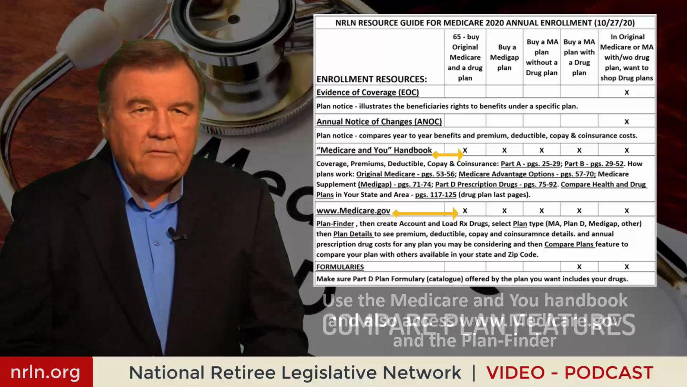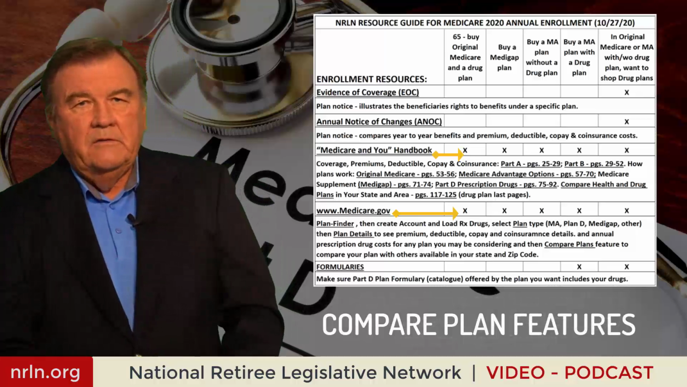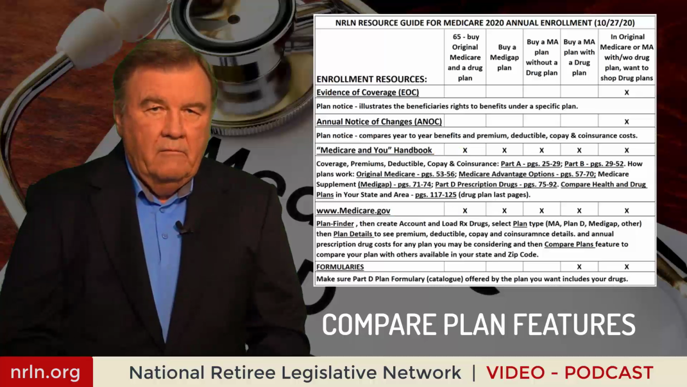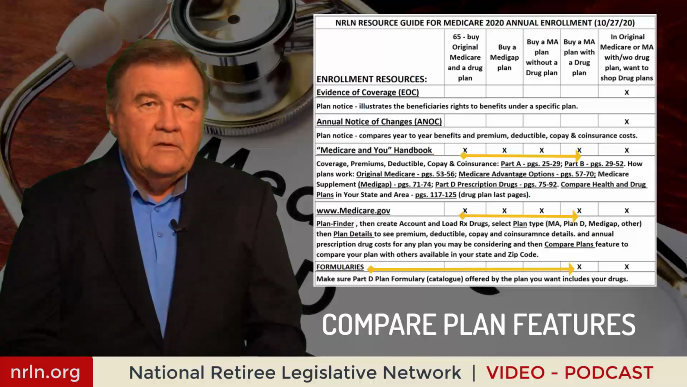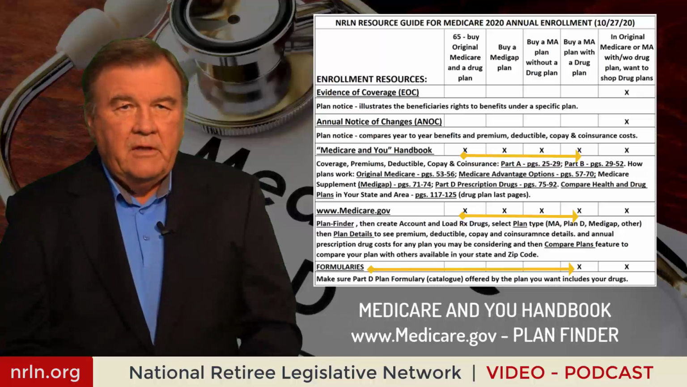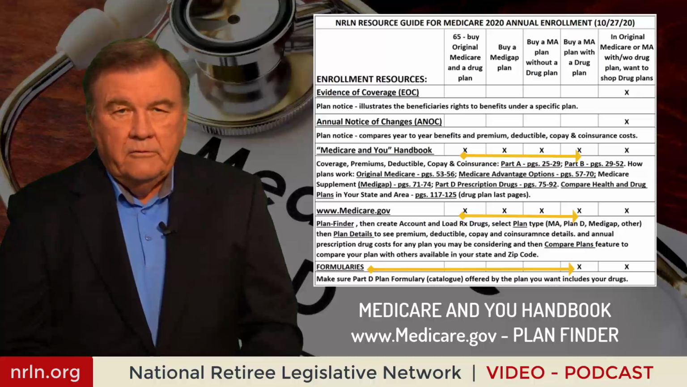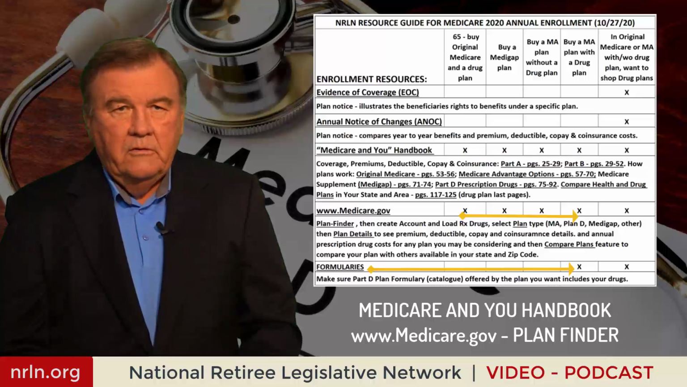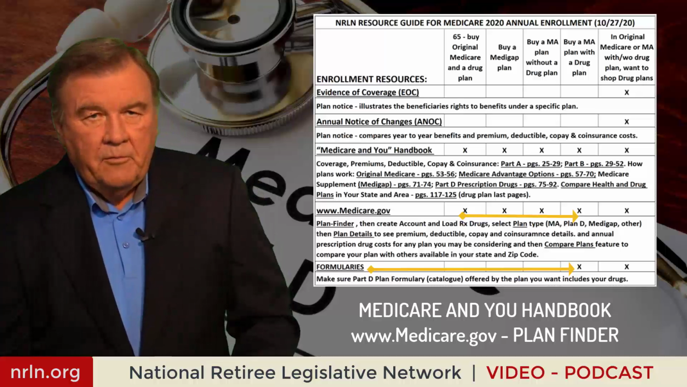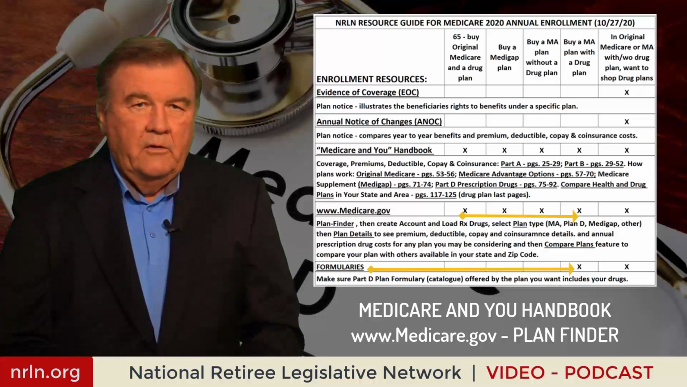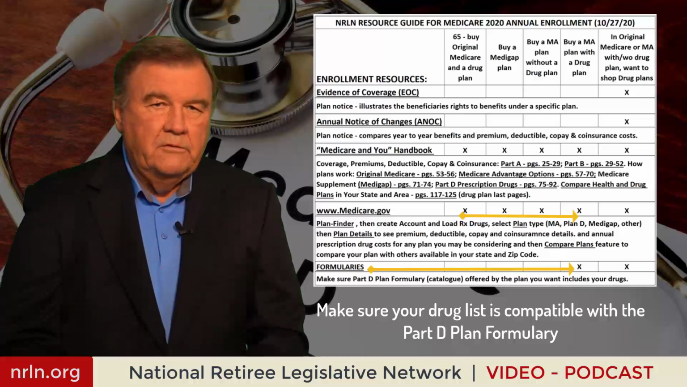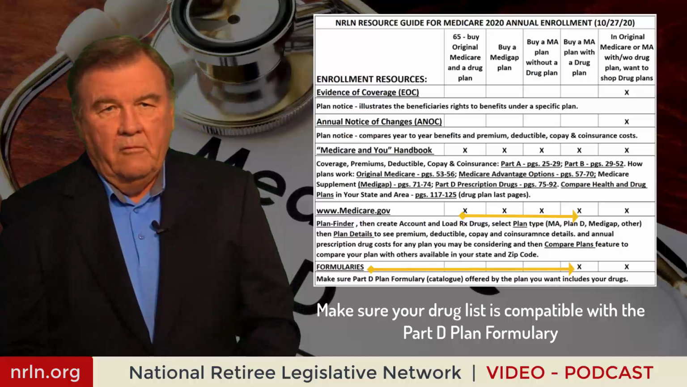You may be considering extra plans that are effective in your state and zip code. If you're signing up for Original Medicare and/or a Medigap plan, or if you select a Medicare Advantage plan without a Part D prescription drug plan, all you'll need is the Medicare and You handbook, and go to Medicare.gov, where you can use your Plan Finder and select a Medicare Advantage plan that includes a Part D prescription drug plan. You will also need to make sure your drug list is compatible with the Part D plan that you choose. The formulary is there to compare with.